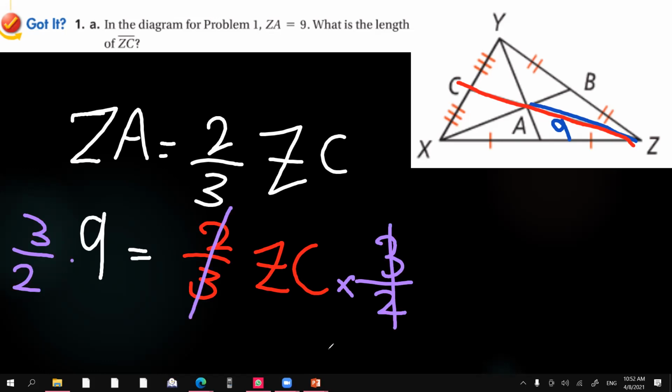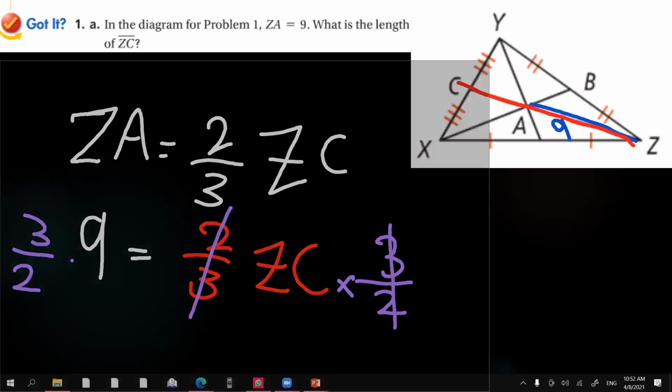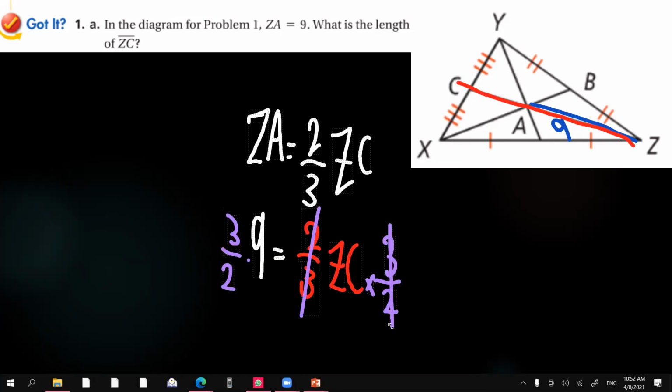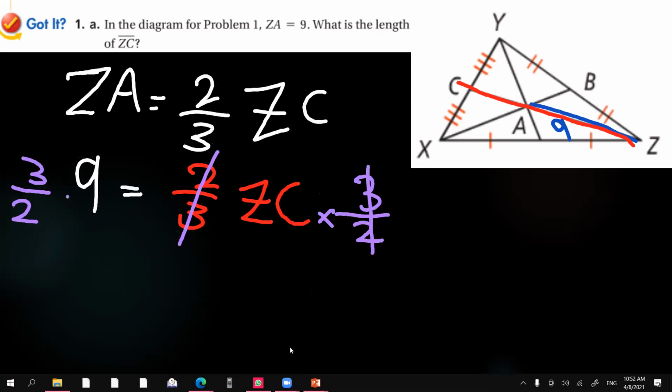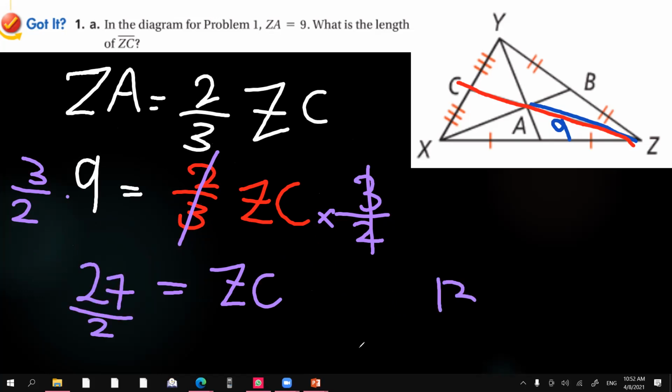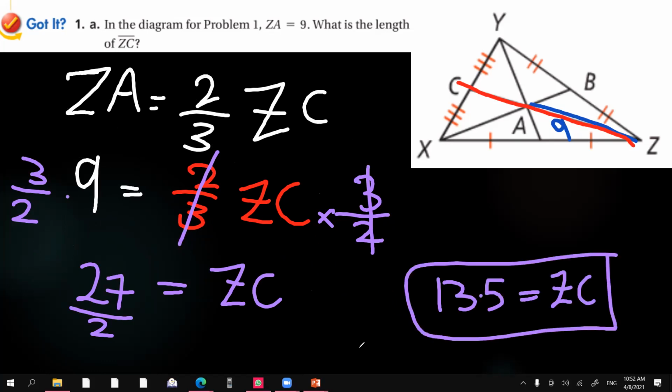So then, ZC will be 9 times 3 is 27/2, which is 13.5. So the length of ZC will be what? 13.5. Yes. 13.5, yes. Is it clear?